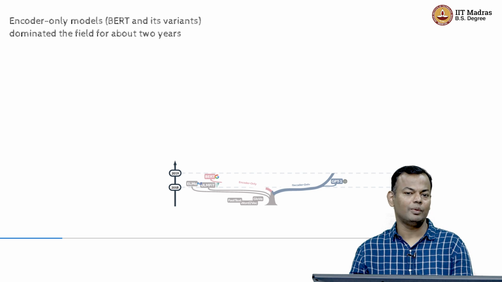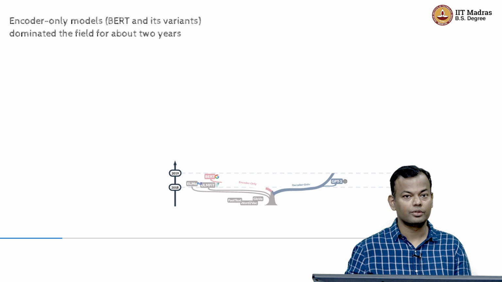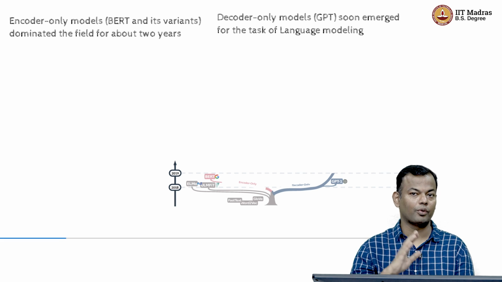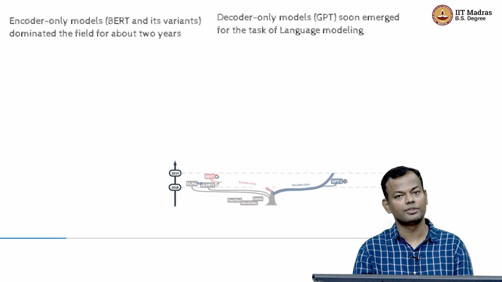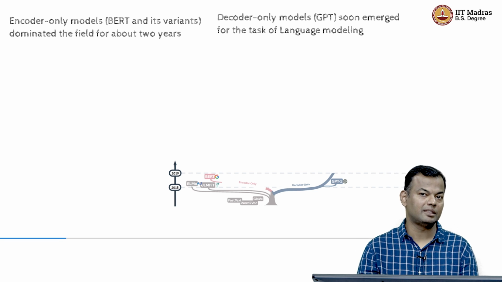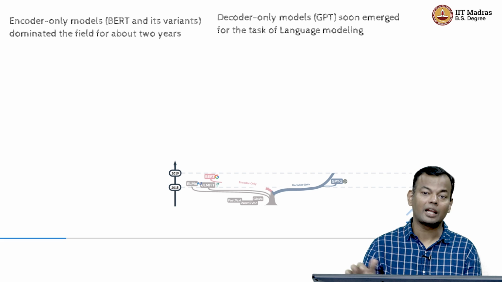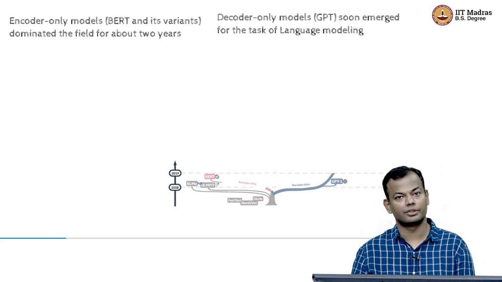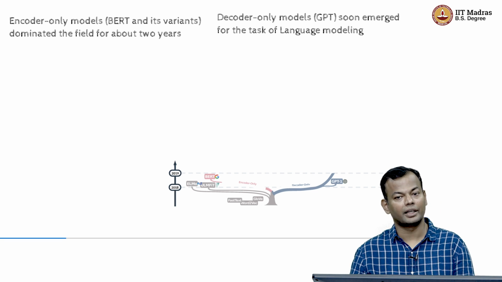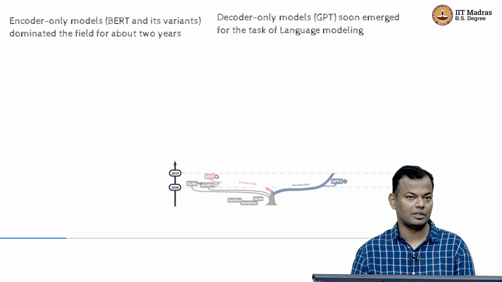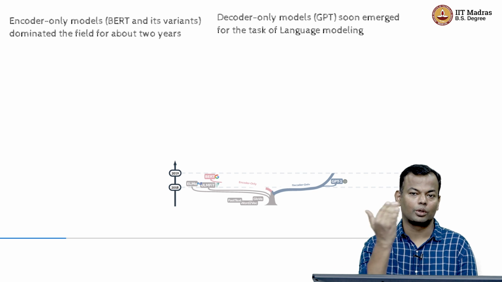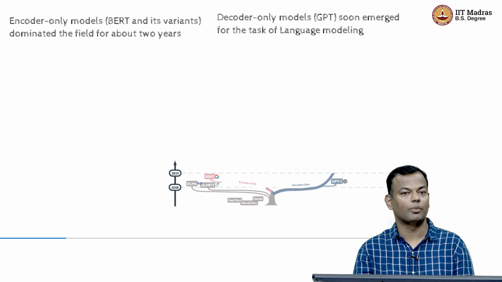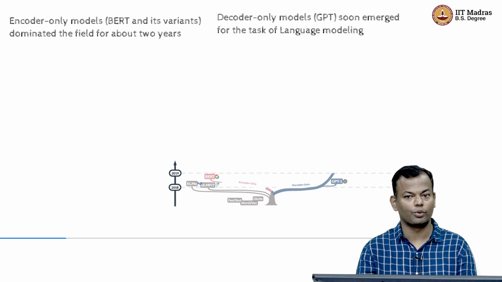Yeah, so these were popular for around 2 to 3 years when they came out, and then the focus shifted on the decoder only models, which is the GPT style of models, which is currently the most popular architecture for training these large language models. Even the closed source ChatGPT model is believed to be a decoder only model.